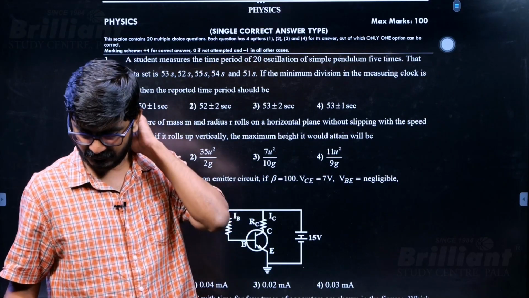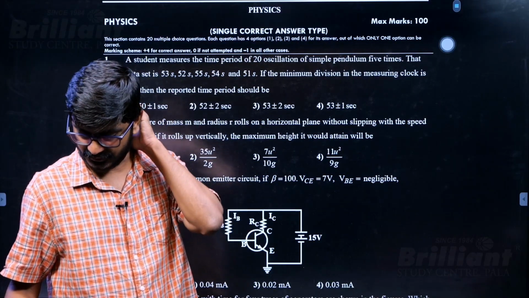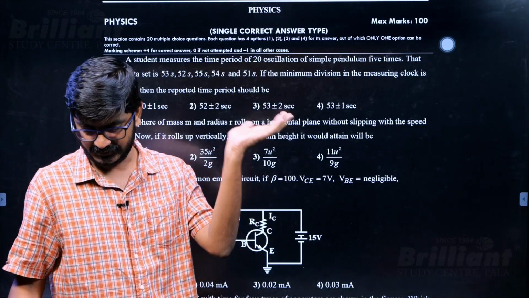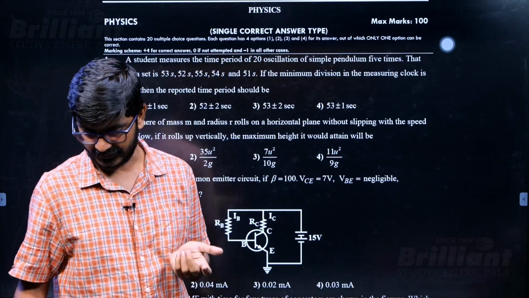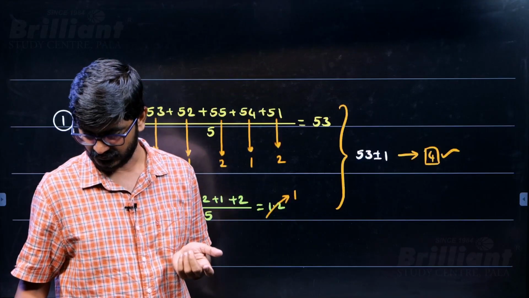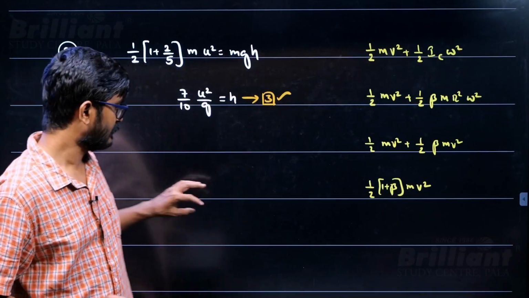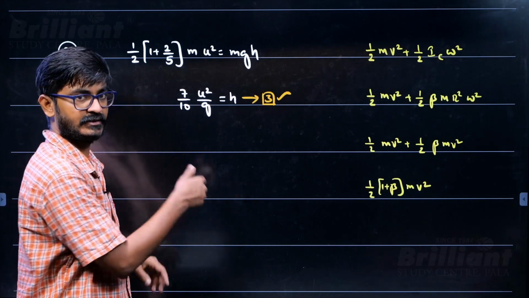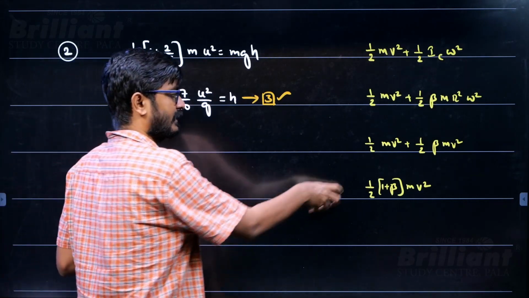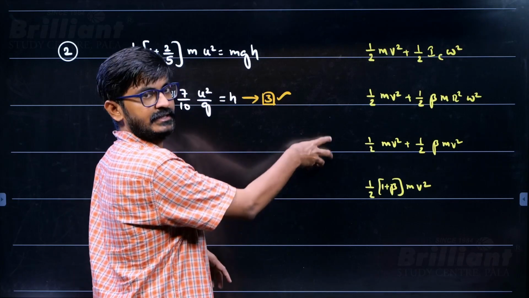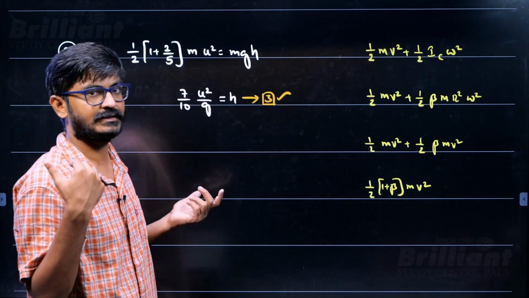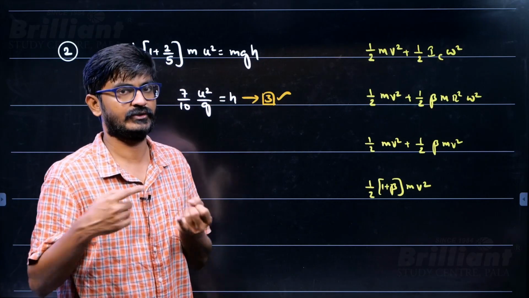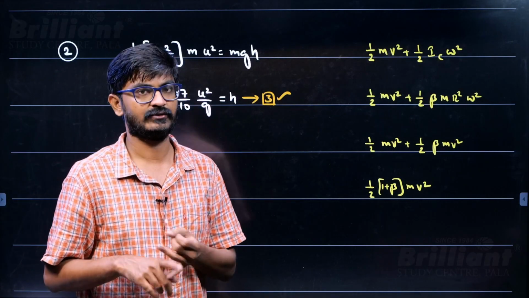The next question is, a sphere of mass m and radius r rolls on a horizontal plane without slipping with speed u. Now if it rolls up vertically, then the maximum height attained would be? So what will happen? Somewhere it is in pure rolling. The meaning is it has translational kinetic energy and rotational kinetic energy. When it is going up, translational kinetic energy will start reducing. When the translational kinetic energy reduces, rotational kinetic energy also will be reducing, because they said it is pure rolling. Pure rolling in this particular question means v equals R omega.